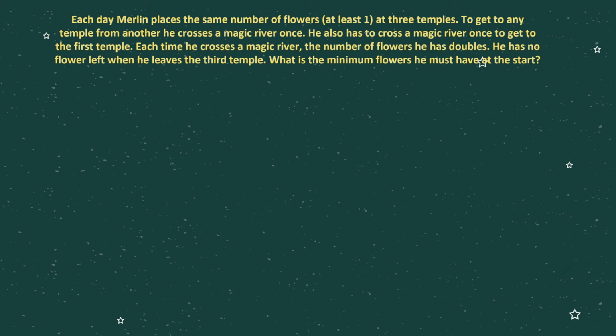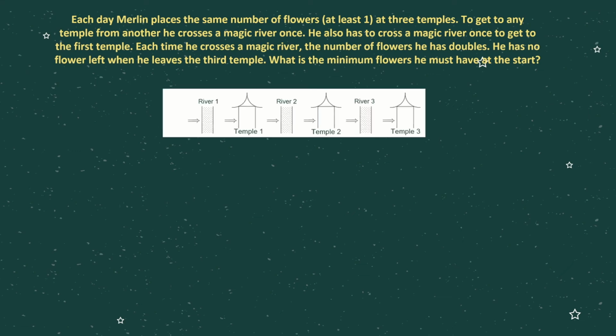This is actually a question from the Australian maths competition, and it is one of those questions where you look at it and you would probably think, I have no idea how to do this. But this is exactly what tables are for, to systematically guess your answer out. So let's look at this question again. The key points here are that he's placing the same number of flowers at each temple and that he has no flowers left when he leaves the last temple.